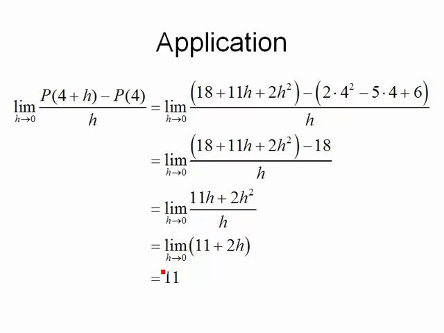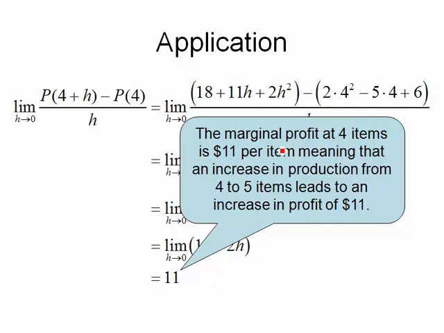What are going to be the units on this? Well, the top part of our fraction here was probably in dollars. It was profit. And remember, the bottom part here was items. So what we're finding here is that this is going to be dollars per item. The marginal profit at 4 items is $11 per item. What that means is if we increase our production from 4 to 5, one item, that's going to lead to an increase in profit of $11.